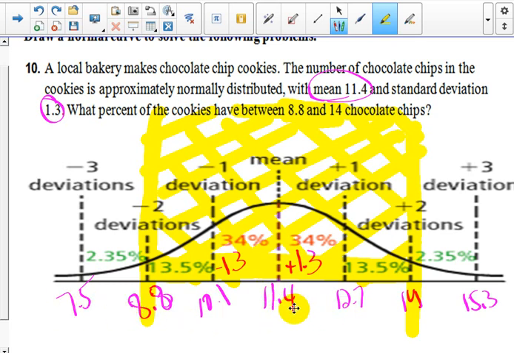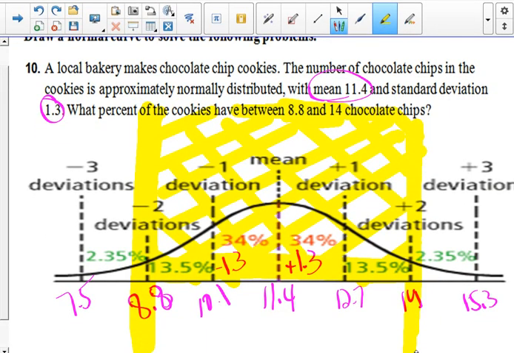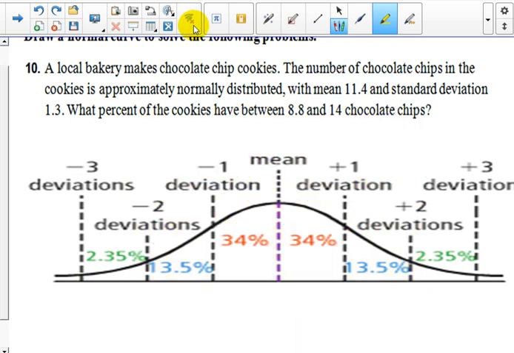Now they ask us, what percent of the cookies have between 8.8 and 14 chocolate chips? So here's your 8.8, and there's your 14. So what percent is that? Well, between 8.8 and 14, you've got 13.5, 34, 34, and 13.5.